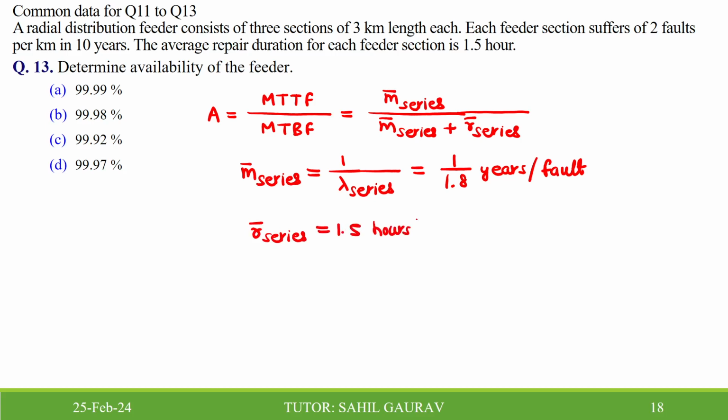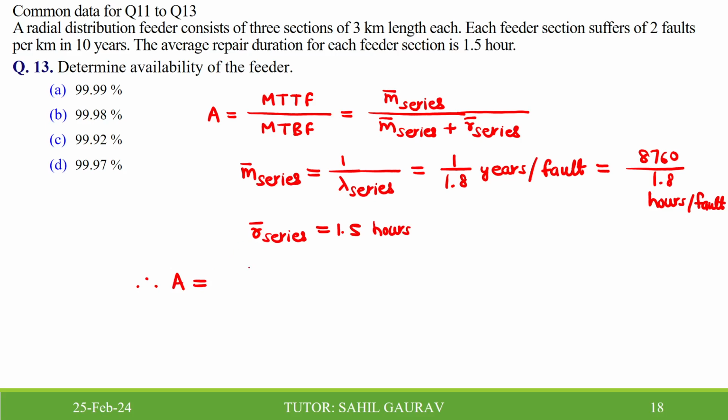So the M bar series is given in terms of years, while the R bar series is given as 1.5 hours per fault. Therefore, we have to convert to the same unit. It is not per fault, so repair is the average repair duration. You have to convert into hours. So it is 8760 divided by 1.8 hours per fault. Just put all this in, you will get the availability percentage.